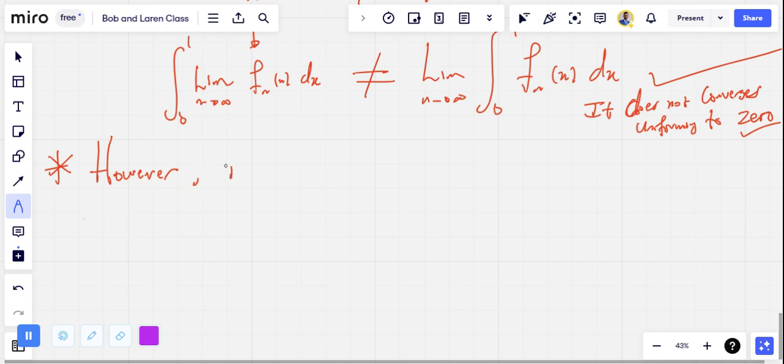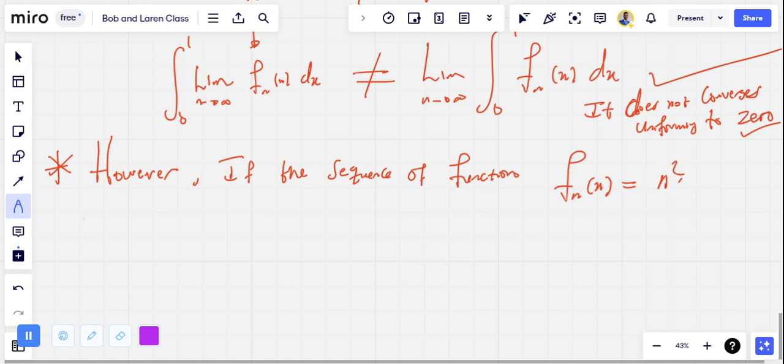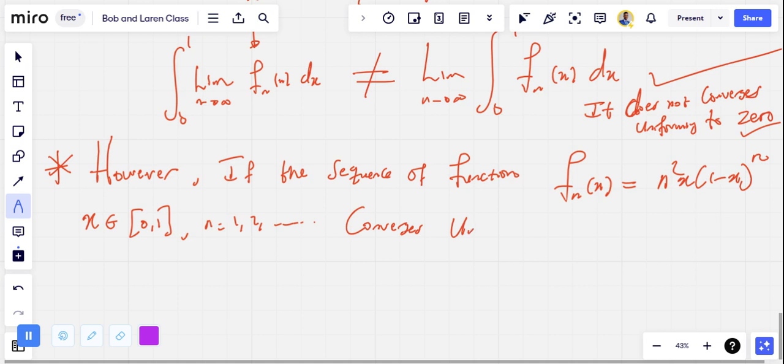So, however, if that sequence of functions given to us, and what's that sequence of functions? Let me write it out. It is given to us as fn(x) equals n squared x times (1 minus x) to the power of n, such that x is a member of [0, 1], where n starts from 1, 2 to infinity. However, if this sequence of functions converges uniformly to 0, then what happens?